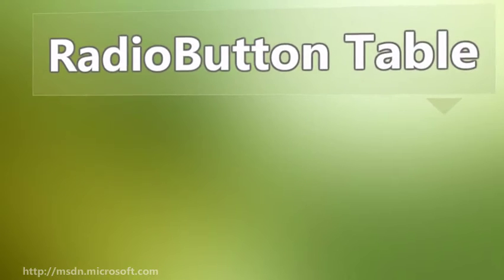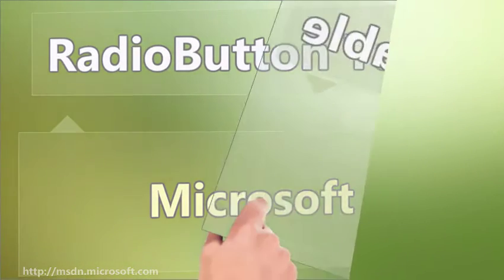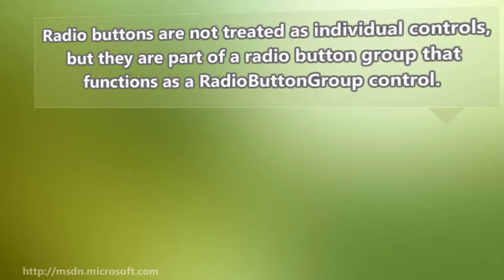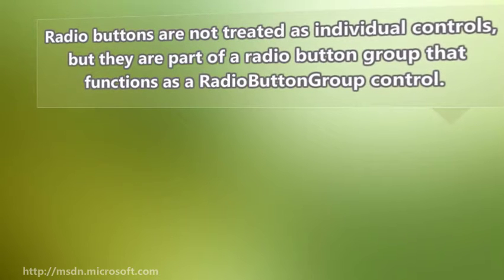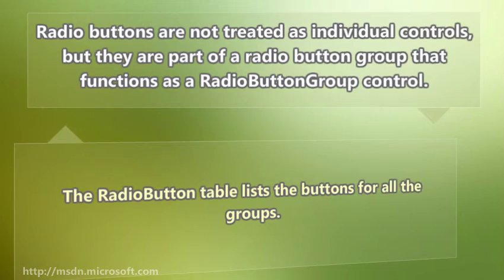RadioButton Table. Radio buttons are not treated as individual controls, but they are part of a radio button group that functions as a radio button group control. The RadioButton Table lists the buttons for all the groups.